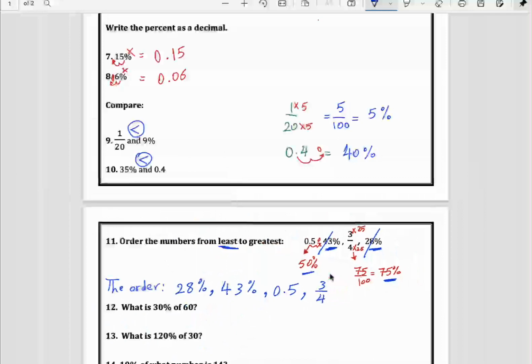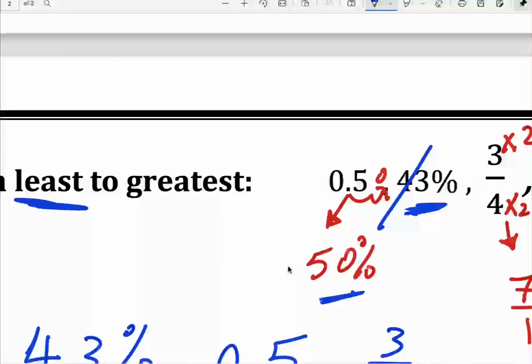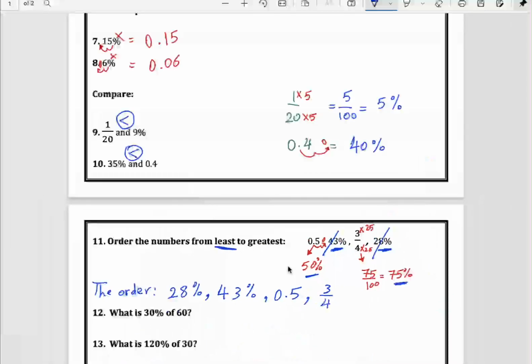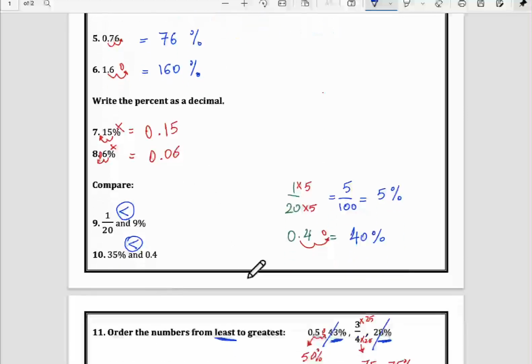Okay, but Mr., in 0.5, you move the decimal point to the right. How do we know that it's multiplication or division? Okay, it's exactly like question number 5 and 6. Okay, thank you. You're welcome.